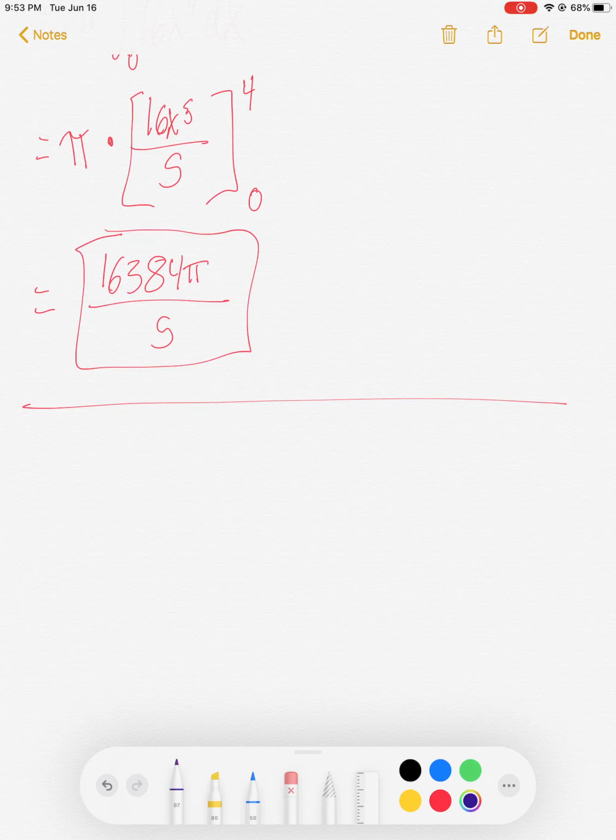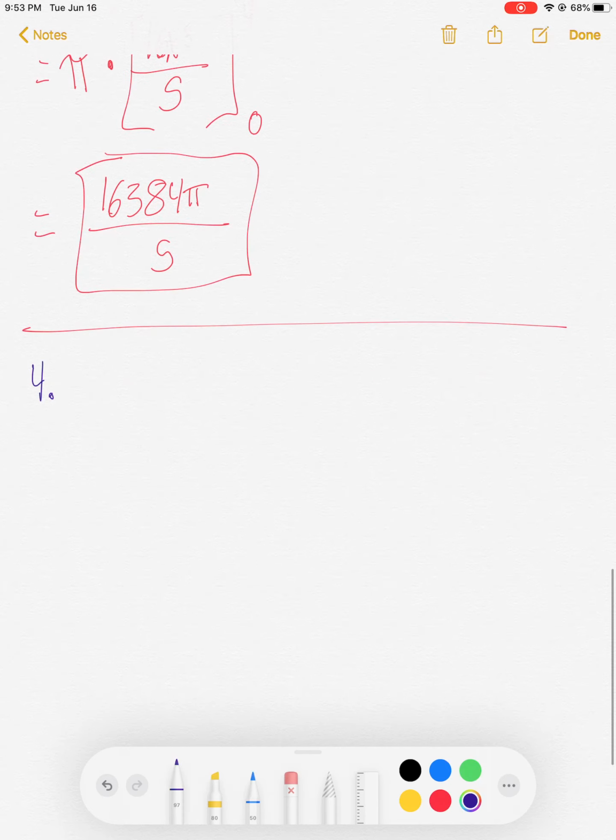Moving right along, we will now do problem 4. Problem 4 is certainly a little bit different. I think this will be a good one to contrast with the previous. So problem 4, basically the same instructions, but there is going to be one important twist at the end.